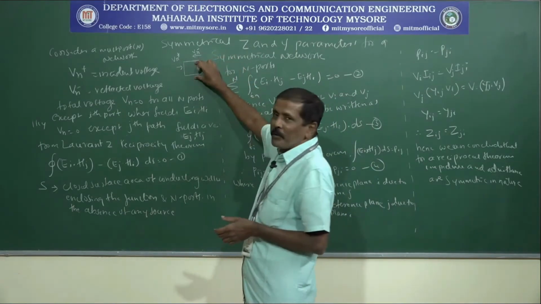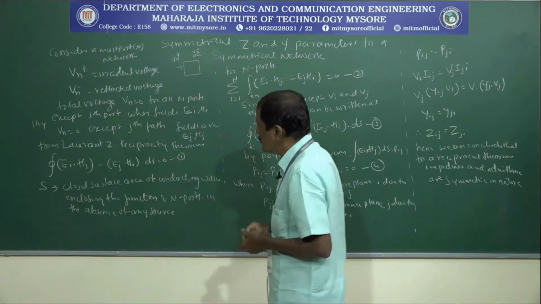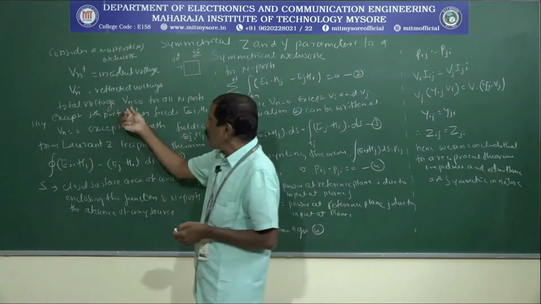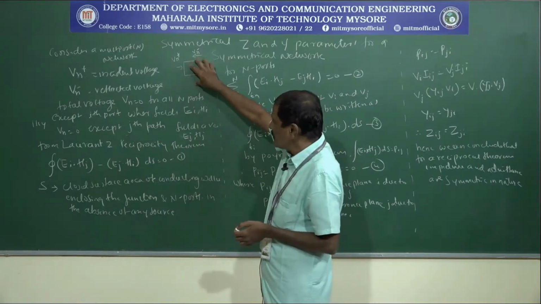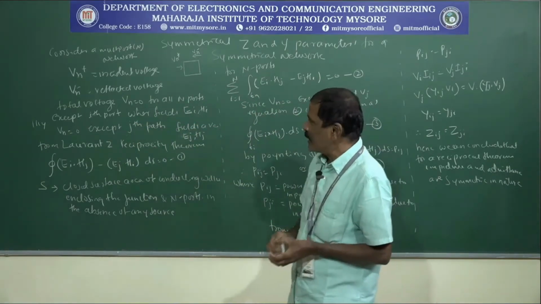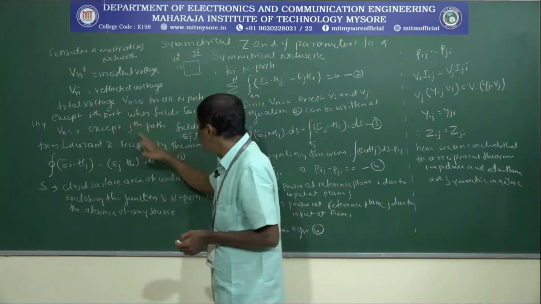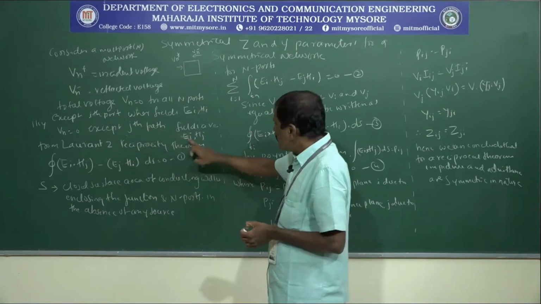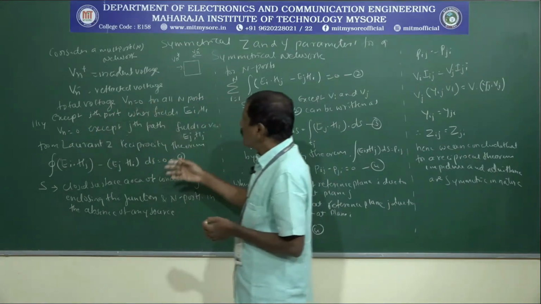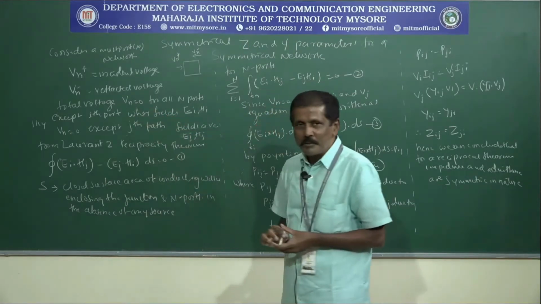For this network, Vn plus is the incident voltage and Vn minus is the reflected voltage, and we are considering the total voltage Vn equal to 0 for all the n ports in this network except the ith port, where the fields are Ei and Hi and Vn is not equal to 0. Similarly, for the jth port, the fields are Ej and Hj where Vn is not equal to 0. The meaning of this is that except for i and j, for all other ports Vn is equal to 0.